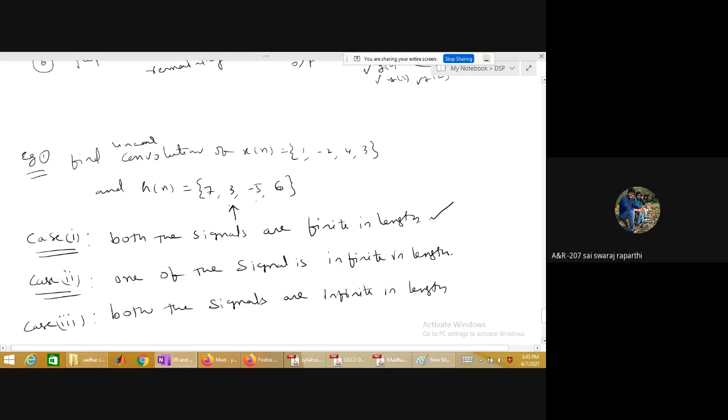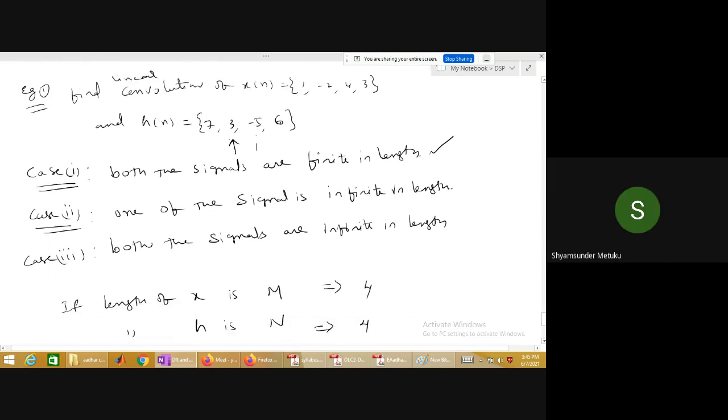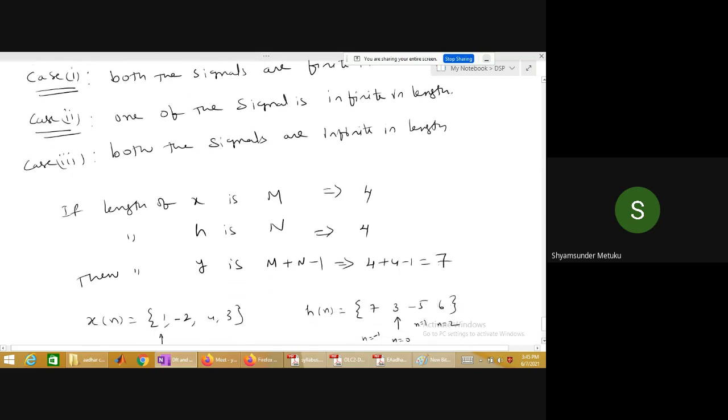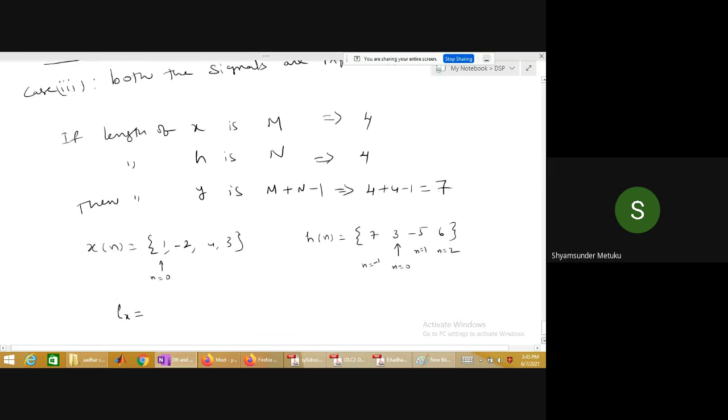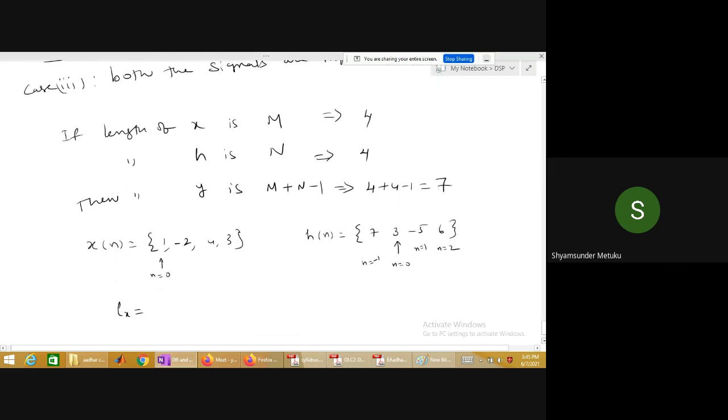Okay, now my example is this way. If I don't mention an arrow, default n equal to 0 will be the first sample. If I mention an arrow, it indicates n equal to 0. Left side samples will be n is equal to -1, -2, and so on. Right side will be n equal to 1, 2, 3, and so on. Okay? Okay, sir.